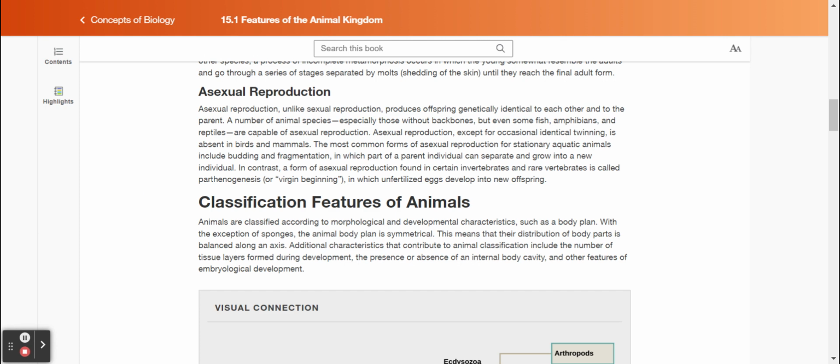Classification features of animals. Animals are classified according to morphological and developmental characteristics, such as a body plan. With the exception of sponges, the animal body plan is symmetrical. This means that their distribution of body parts is balanced along an axis. Additional characteristics that contribute to animal classification include the number of tissue layers formed during development, the presence or absence of an internal body cavity, and other features of embryological development.